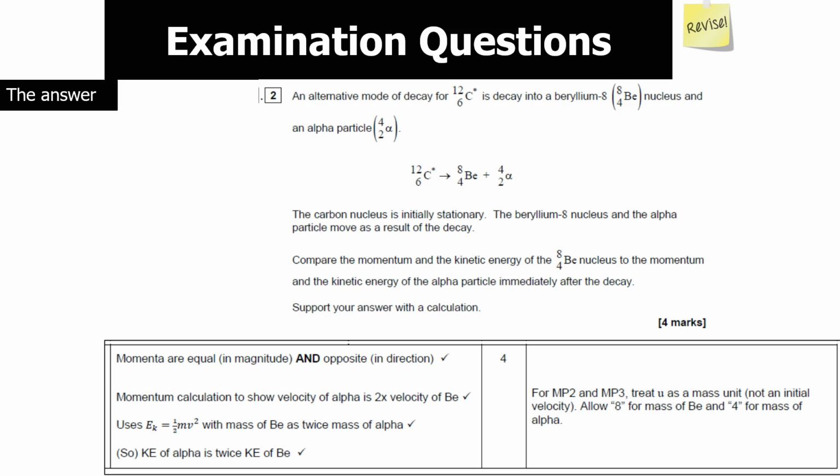We know that kinetic energy is half mv squared. Now the mass of the beryllium is twice as much as the mass of the alpha, yet the velocity of the alpha is twice as much as that of the beryllium. However, the velocity is squared, so one goes up by a factor of 2, the other goes up by a factor of 4, so it cancels out to be a factor of 2 increase in the kinetic energy of the alpha compared to the kinetic energy of the beryllium, because that velocity is squared.